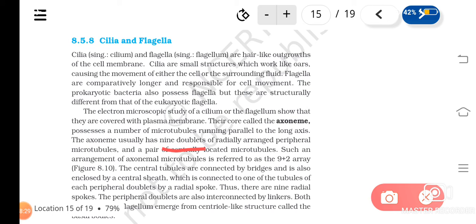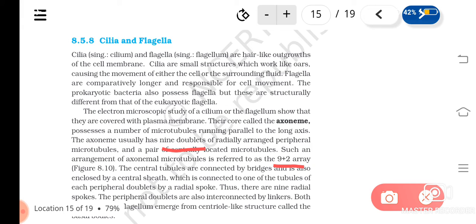9 doublets, meaning 9 groups of 2 microtubules, arranged peripherally, and in the center two microtubules. This arrangement is known as the 9 plus 2 array. What are microtubules? They are proteinaceous, rod-like structures, made up of proteins. The central tubules are connected by a bridge and are also enclosed by a sheath.